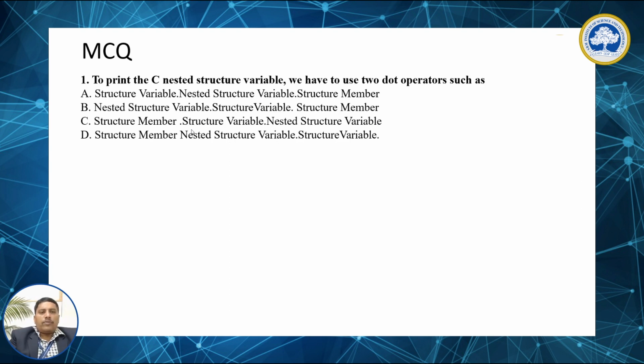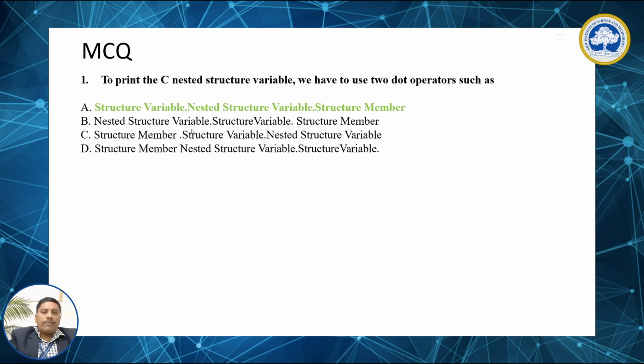Based on today's session, I created a few MCQs. The first one: to print the C nested structure variable, we have to use two dot operators. Option A is structure variable dot nested structure variable dot structure member, and the second option is nested structure variable dot structure variable dot structure member. The third option is structure member dot structure variable dot nested structure variable. The fourth option is structure member, nested structure variable dot structure variable. So these are the four options. The right answer is A, structure variable dot nested structure variable dot structure member.